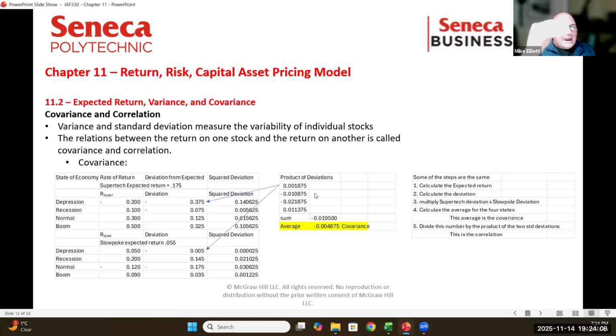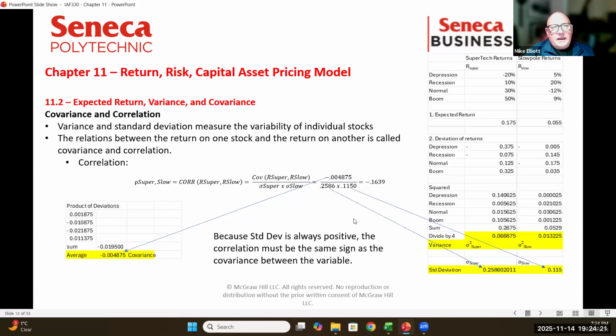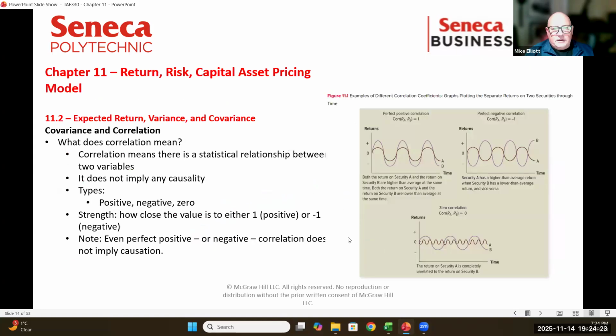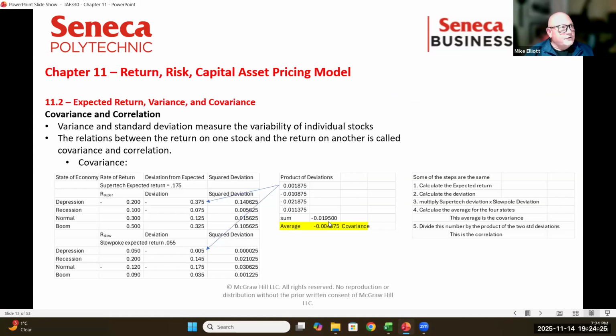Once we've calculated the product of the deviations for all four states, so the product of the deviations for depression, for recession, for normal, and for boom, then we can sum those up and then take the average. The average is the covariance. And that says, how does one stock move against the other?